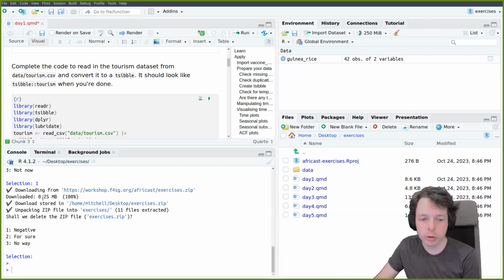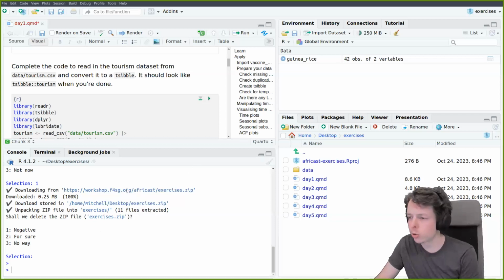Could you copy the code that you put into R that gave you the error? And Bahman, could you try running that code on your computer? See if you can encounter that too.